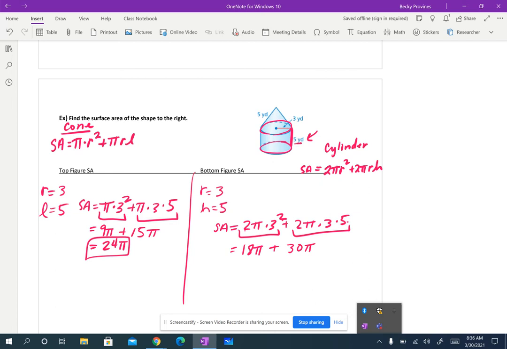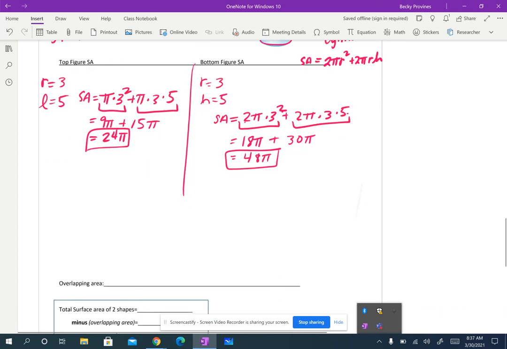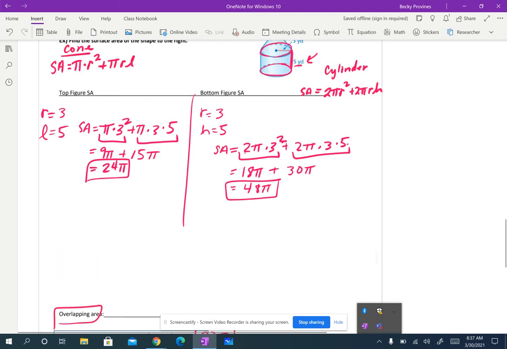Whenever you're adding, again, it's kind of like a variable. 18 pi and 30 pi is 48 pi. Okay, so this is the surface area of both of the shapes combined. Now, as you know, we're not finished. So let's see what our answer is so far. So 24 plus 48 is 72 pi.